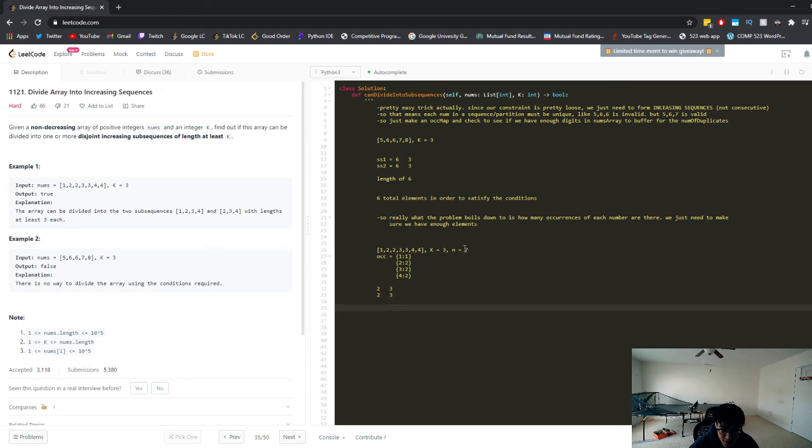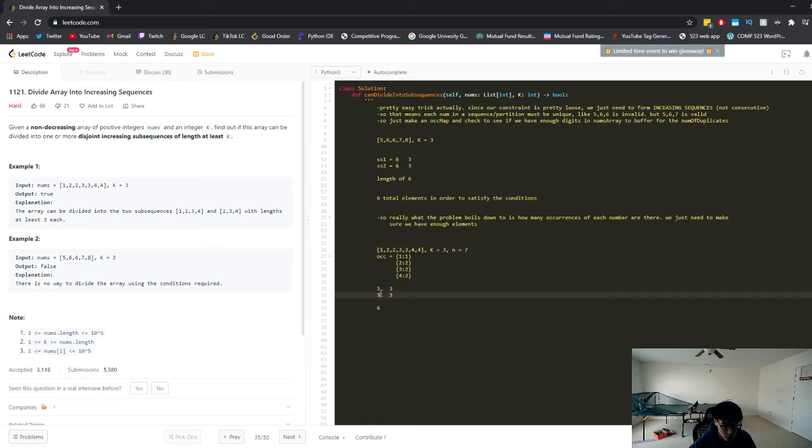So do we have at least 6 elements total? Yes, we do. We have 7 total elements. So we can accommodate for the 2. Let's try to accommodate for the number 3, right? Because 3 also has 2 occurrences, so we need at least 2 subsequences. Same situation. For each subsequence, we have to make sure it's at least length 3. So once again, we need at least 6 elements to accommodate for this 3. Do we have at least 6 elements? Yes, we have 7 total elements.